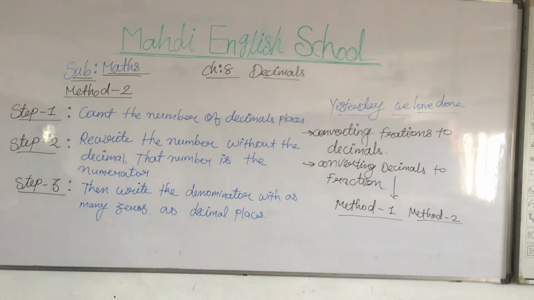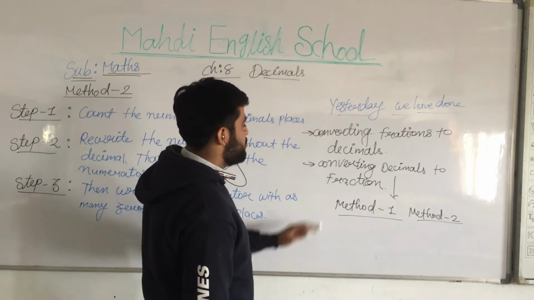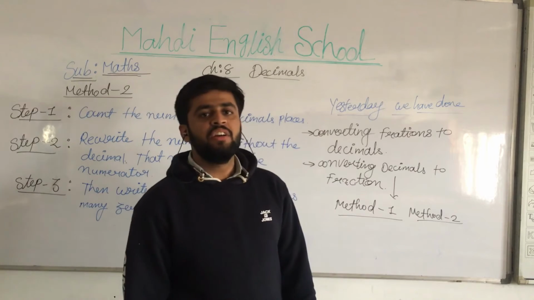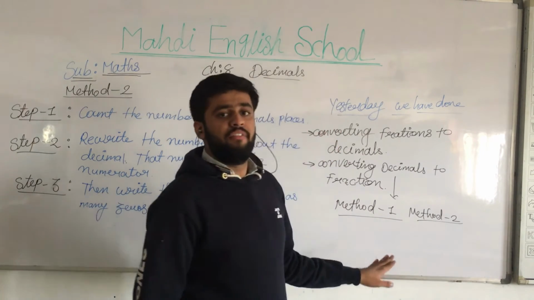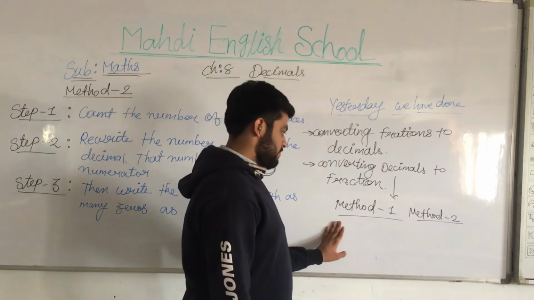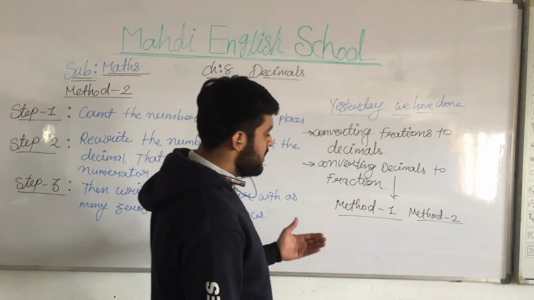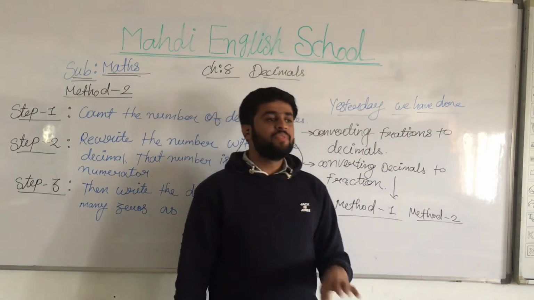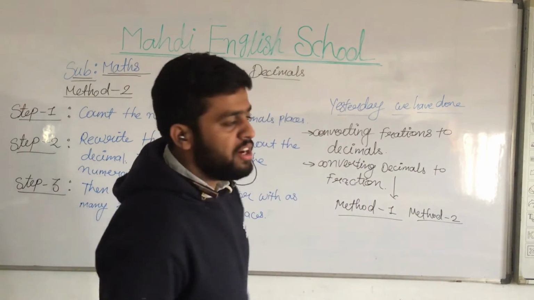So now let's check and do an example of these steps. Method number 2, again I will repeat, is converting decimal to fraction. We have 2 methods, method number 1 and method number 2. Method number 1 is very easy: first we write in words and then we write in digits. In the second method we have 3 steps. Let's check all the steps one by one.